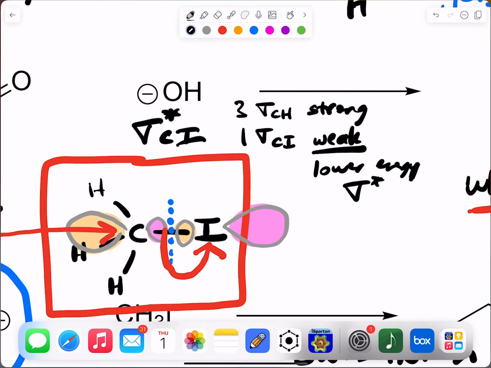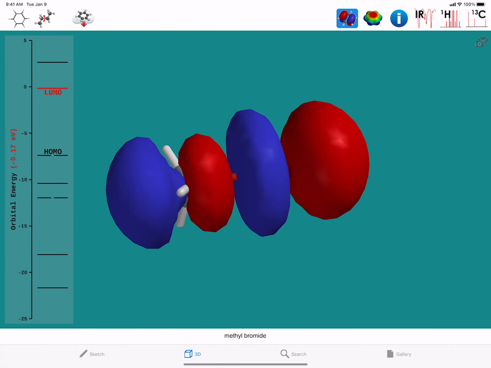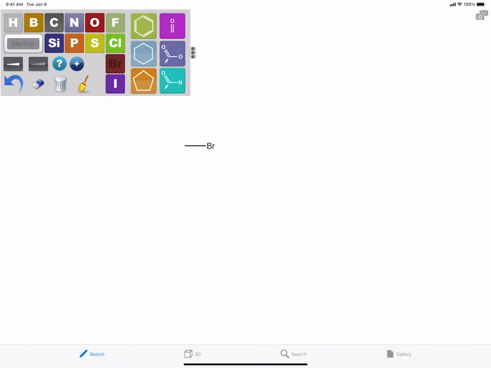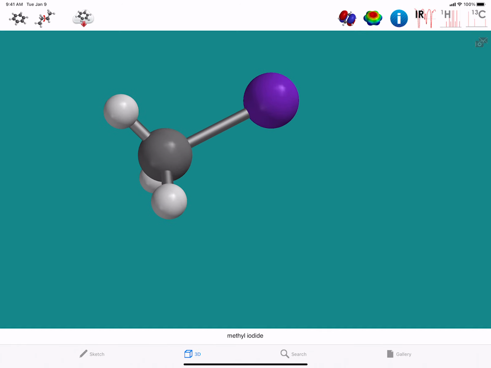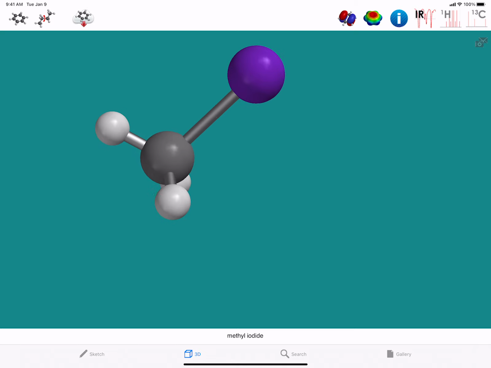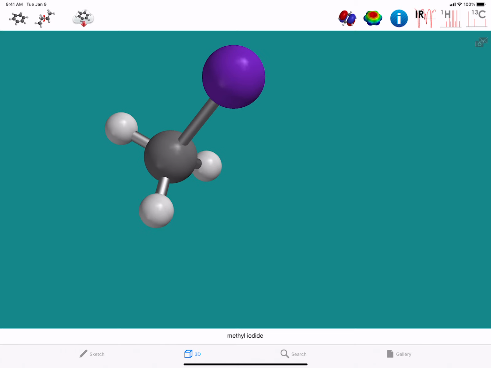And actually, if we go to Spartan again, I'll draw carbon iodide. There it is, okay. Compare the length of the carbon-hydrogen bonds there with the carbon-iodide bond. You see how much longer that is? Because it's longer, it's weaker. So there is a why.